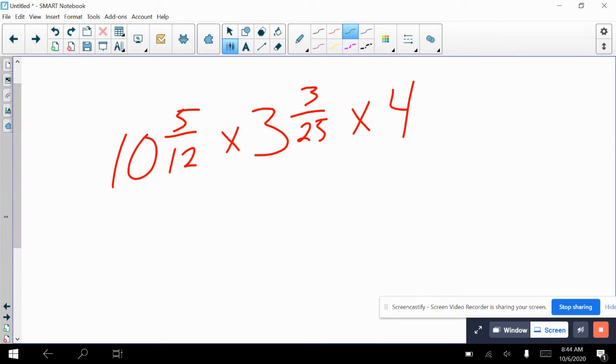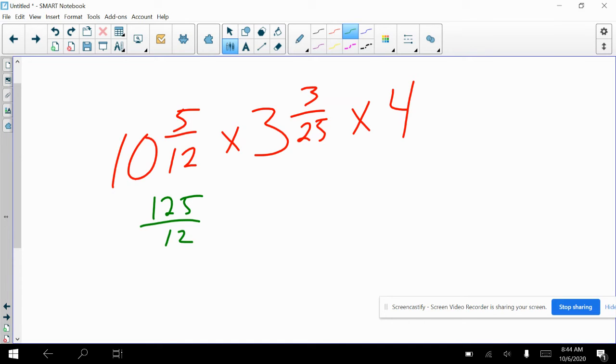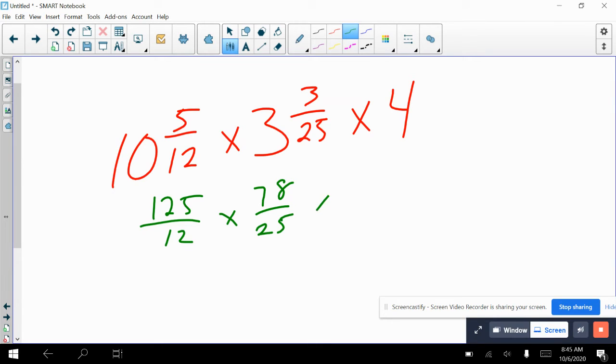All right. What does 10 and 5/12 look like as an improper fraction? 125 over 12, right? Very good. See, those are big numbers. We hope that we can cross reduce here. Times 78 over 25. Very good. Times 4 over 1. Very good. Don't lose track of putting a whole number over 1 for a fraction.